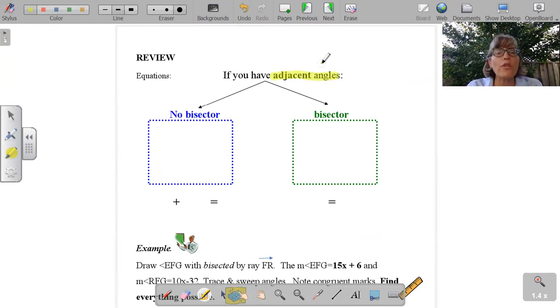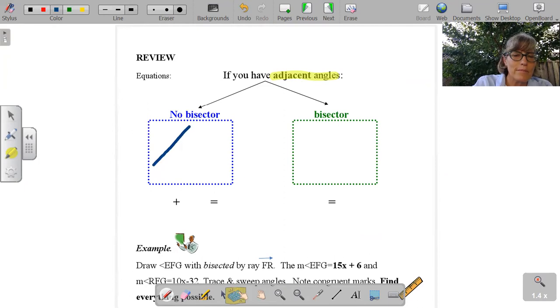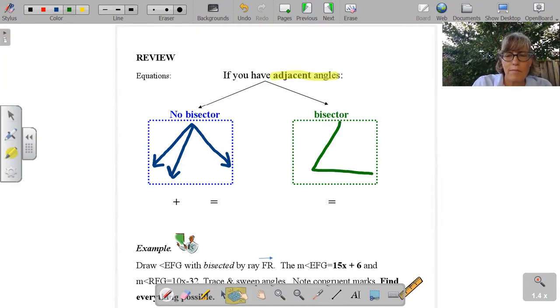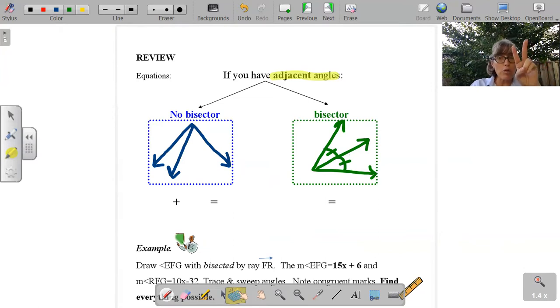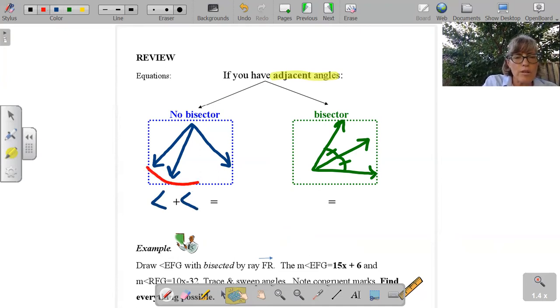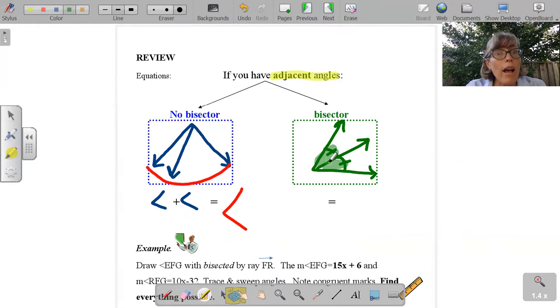So you have 2 different scenarios if you have an adjacent angle. If you have 2 angles that are adjacent back to back, but you don't have a bisector, what's true is little angle plus little angle equals the big angle. When you have a bisector, that means these 2 angles are of equal measure. So your equation using a bisector would be angle equals angle. Both of these are adjacent.